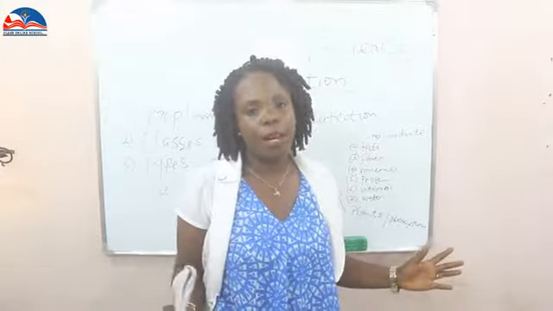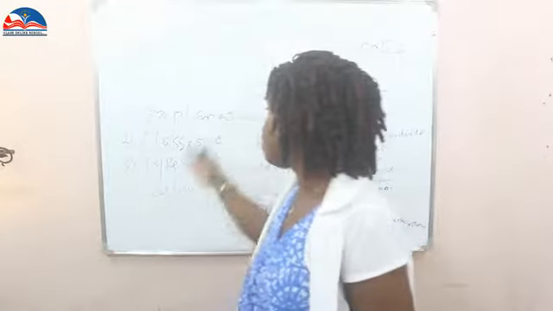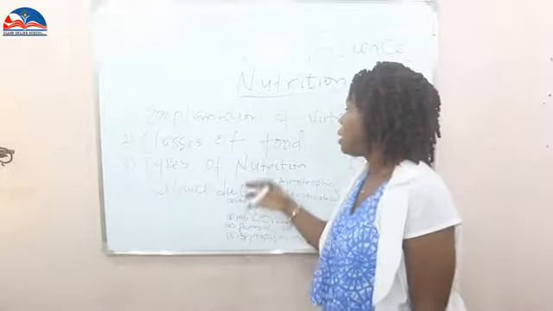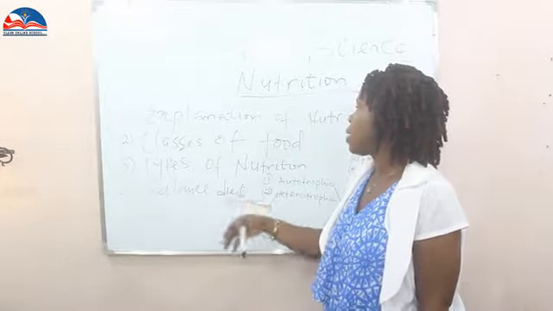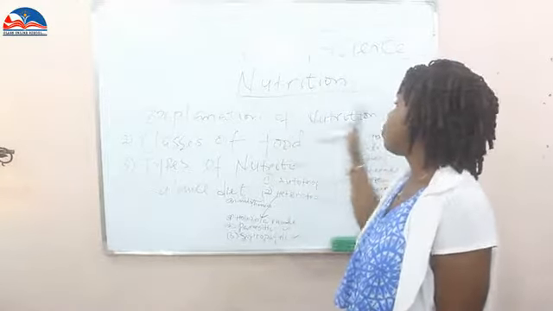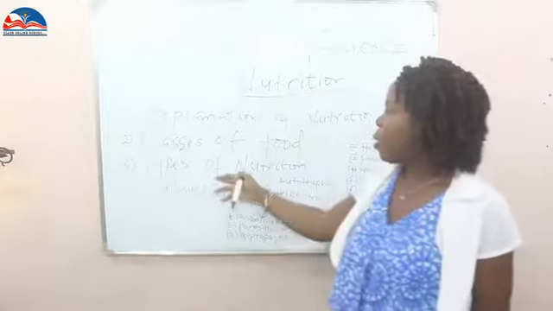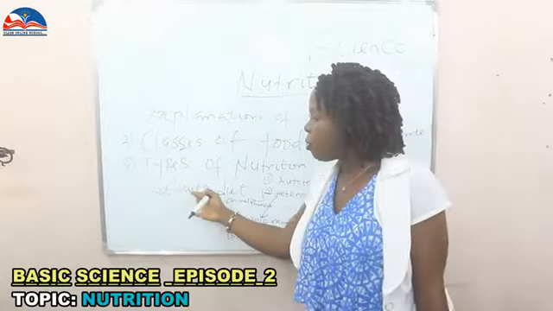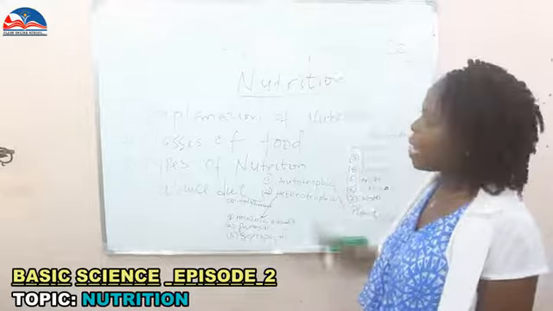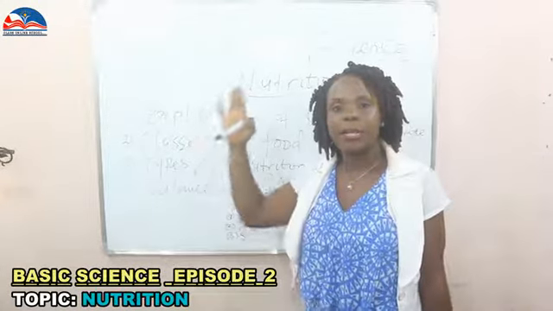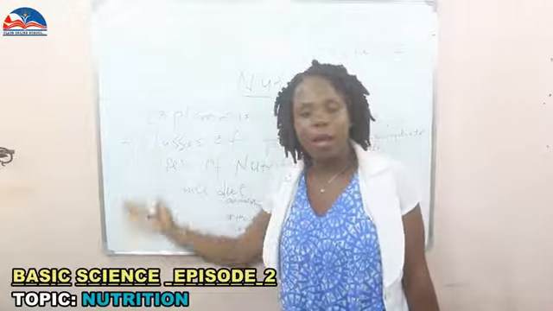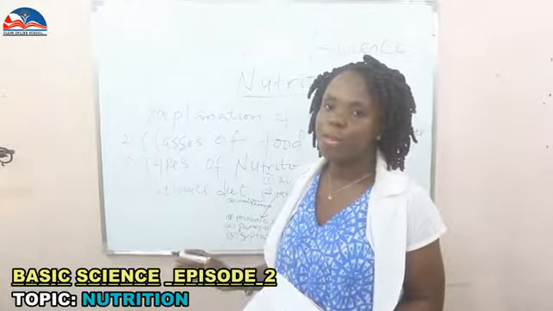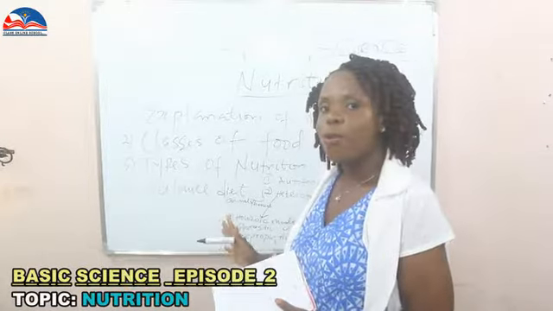That will be all for our class today. We've been able to cover what nutrition is, the classes of food, the types of nutrition, then balanced diet. Remember that the classes of food are 7. And remember that the types of nutrition are 2. Then equally remember that a balanced diet has to be a diet that is planned and that is good for our body to function very effectively. So always take care of what you eat.